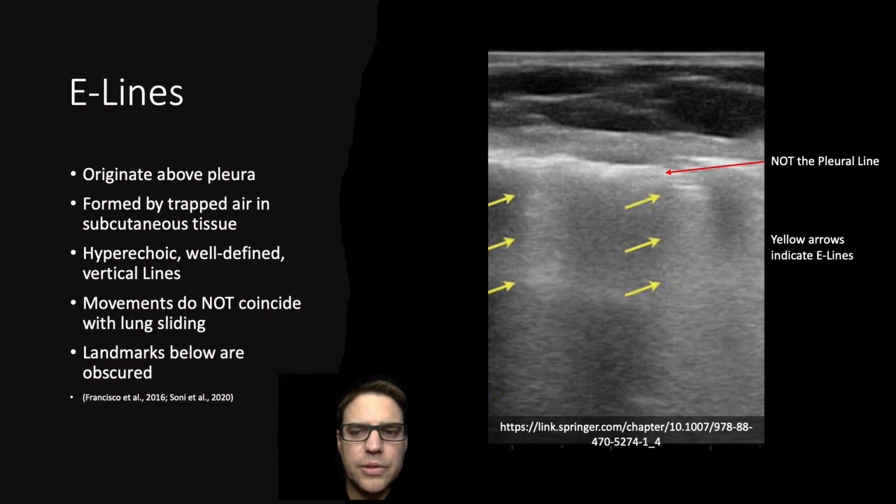E-lines are formed when air trapped in the subcutaneous tissue, such as in subcutaneous emphysema, scatters the ultrasonic waves of POCUS. The scattering of sound waves creates hyperechoic, usually well-defined vertical lines whose movements do not coincide with respiratory or lung sliding. When E-lines are present, all landmarks below the subcutaneous air are obscured, including the pleural line, ribs, and rib shadows. In other words, the bat sign is no longer there. In addition, lung sliding and A-lines are usually gone.